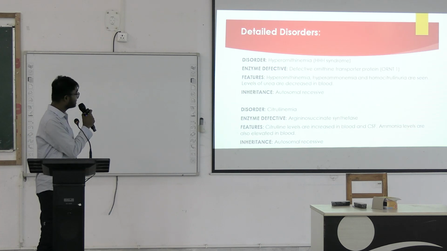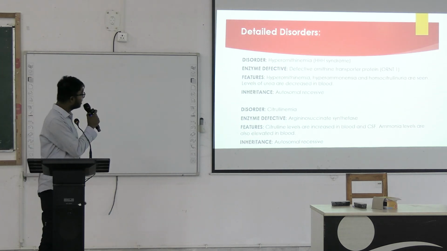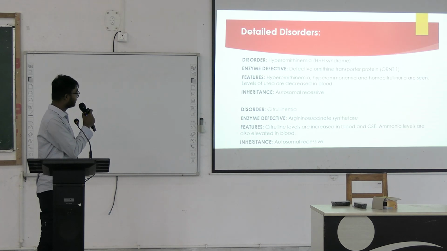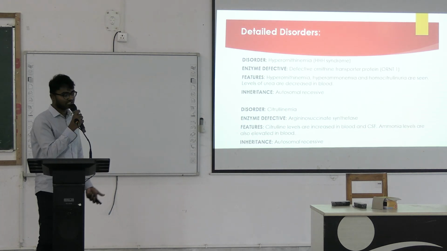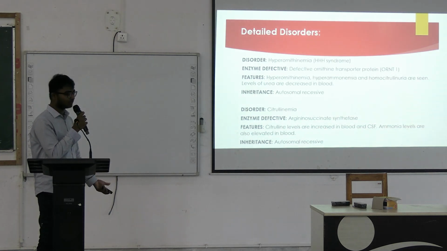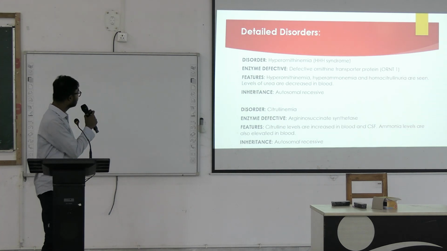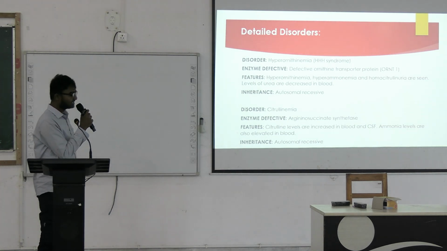Then hyperornithinemia, HHH syndrome. The enzyme deficiency is the ornithine transporter protein. Due to a defect in this gene, cytosolic ornithine cannot be transported into the mitochondria, and therefore the characteristic features of this disease are hyperammonemia, homocitrullinuria, and hyperornithinemia, and it is also autosomal recessive.